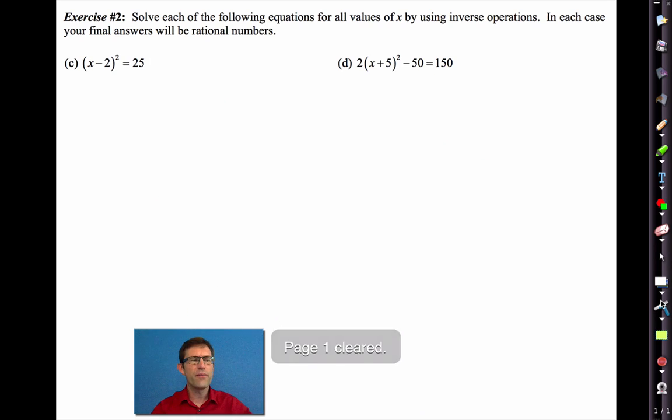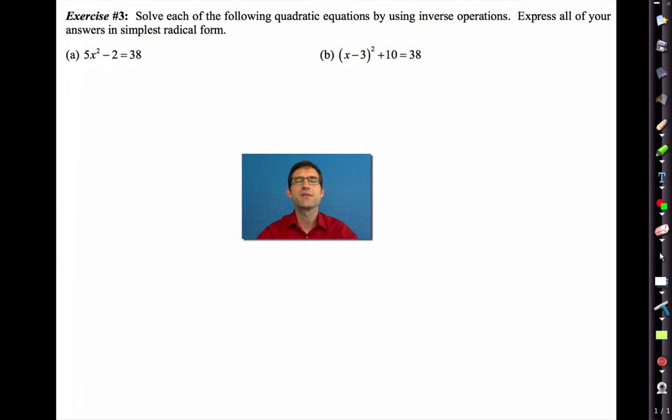So all of those problems were kind of nice because in each case the answers turned out to be rational numbers, meaning that when we took the square root, we were always ending up taking the square root of a perfect square. Let's take a look at them when they don't turn out that nice. All right? Solve each of the following quadratic expressions using inverse operations. Express all of your answers in simplest radical form. That is such a buzz phrase.